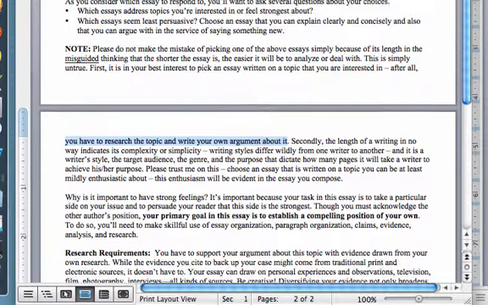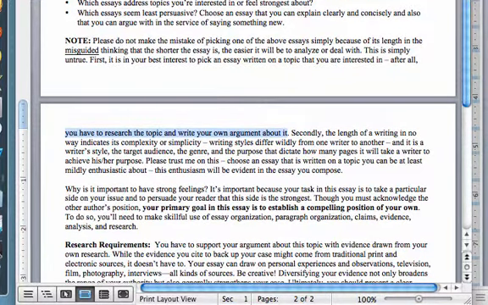Okay? Now, another part that is important: anytime a teacher bolds things, you should pay attention to them. They do it for a reason. So this again tells you what your primary task is. Your task in this essay is to take a particular side on your issue. So you can't be wishy-washy. You can't say, well, maybe this is true. You want to make a solid claim. So you need to find one that you can make with conviction.